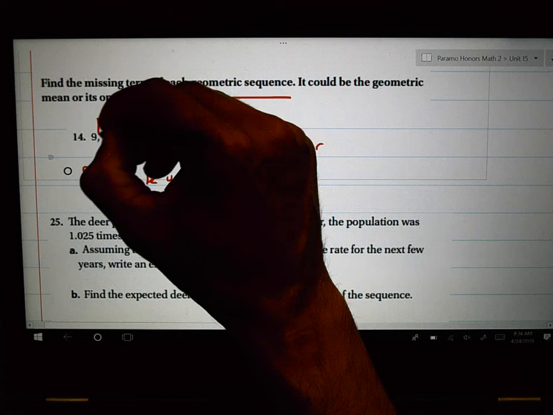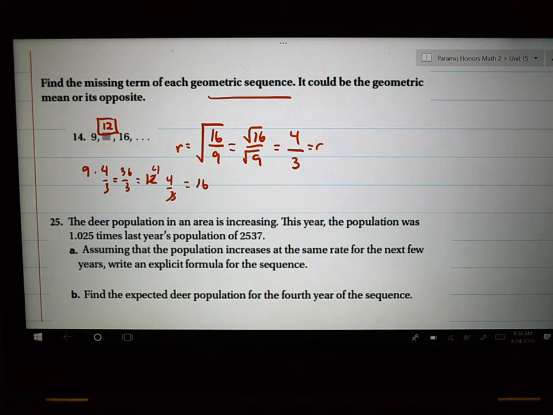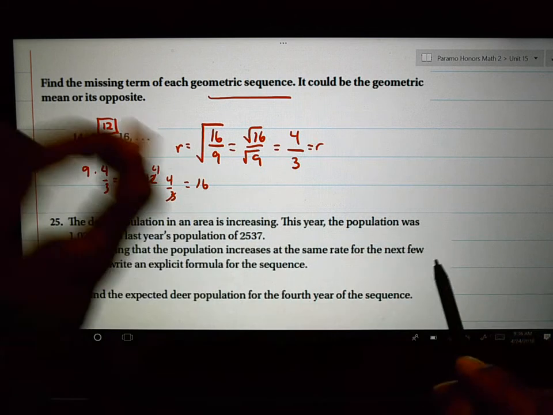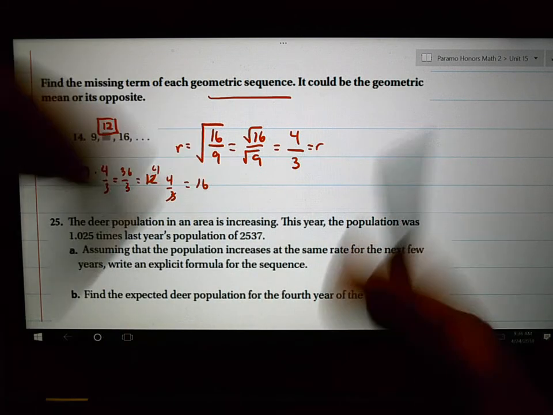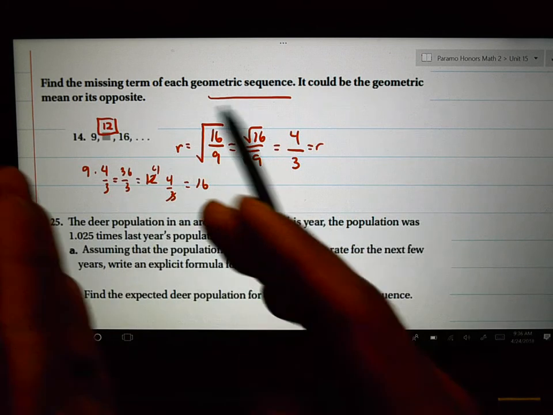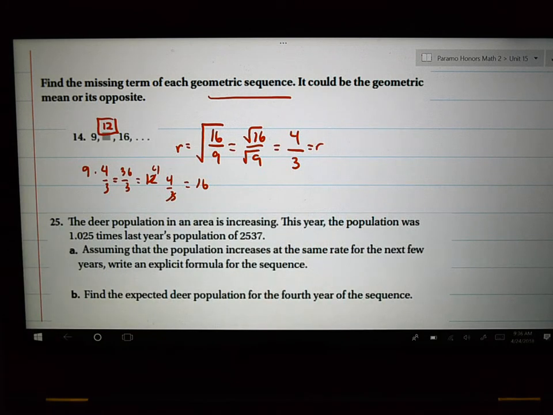The only way to answer number 14 and the ones around it is to figure out what the r is and then multiply each thing by it. And the neat thing about it is if you multiply by 4/3 again, you can actually figure out if you did it correctly, because you'll get that last term, like 16.